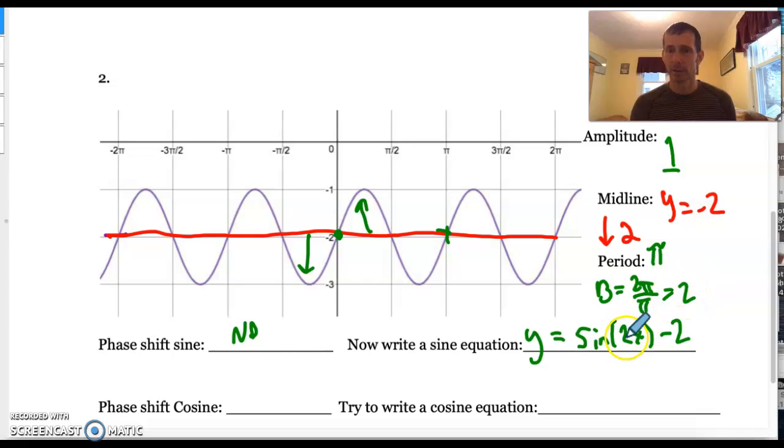That makes its way right here. Amplitude is 1, I don't need to write it. There is no phase shift. Sine starts at the midline, and it does right there. And I go down 2 for my d value, or my midline shift.